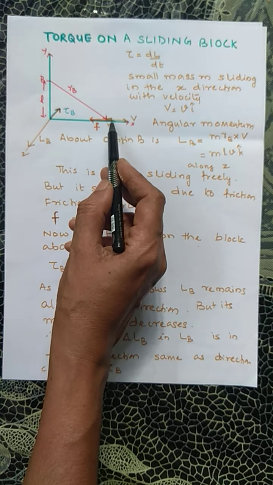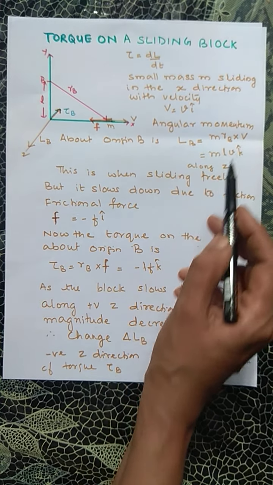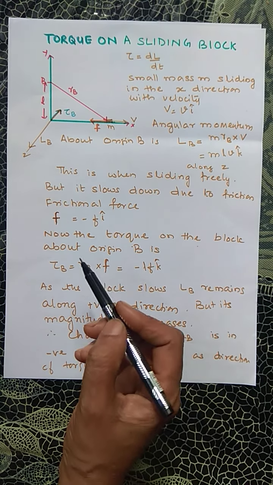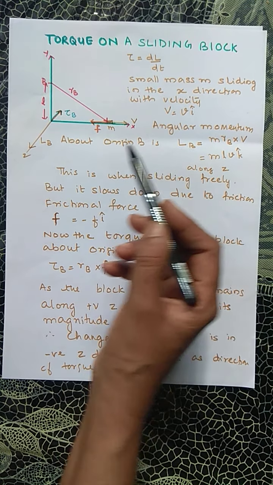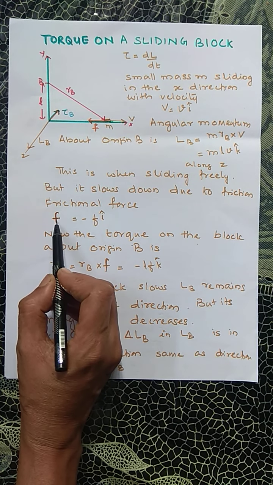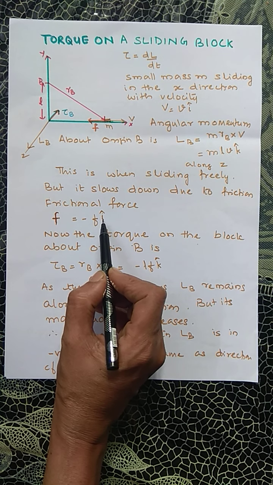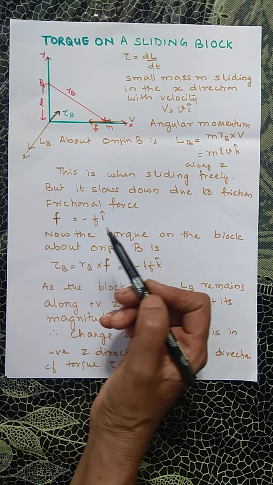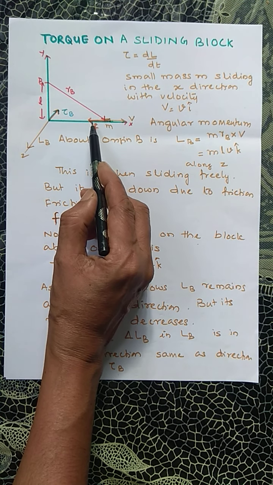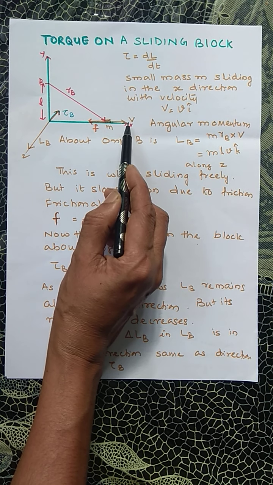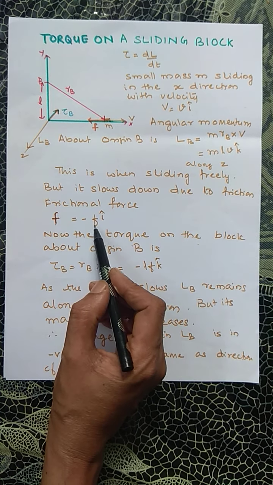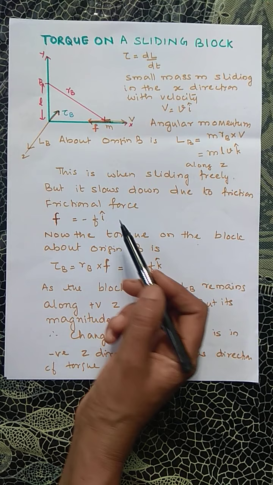Now when the block is sliding freely, this is the situation. But in the real situation, there is friction. So we need to consider the friction also when the block is moving. Due to friction, this block will slow down. The frictional force is trying to reduce the velocity, so it acts in the opposite direction of motion. Motion is along the positive x direction, so the frictional force will be along the negative x direction. So you have F equal to minus F i.